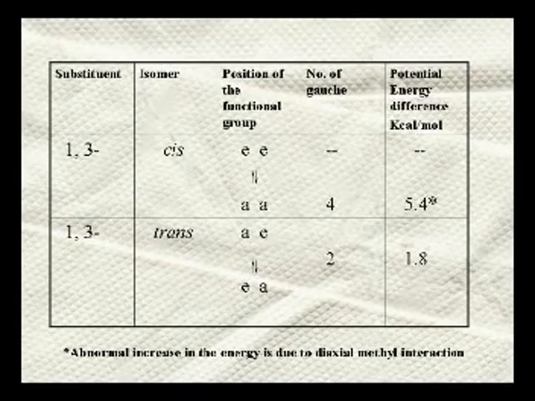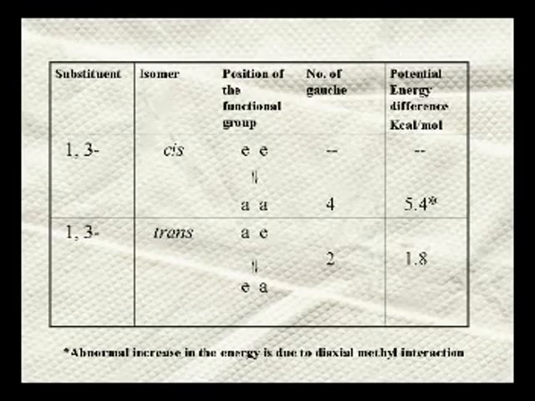But if you go to the axial-axial combination, the number of gauche interactions available is 4, but the energy difference is abnormal. This is the only case which deviates from the calculation. Here the energy difference is 5.4 kilocalories per mole. This abnormal increase is due to diaxial methyl interaction.